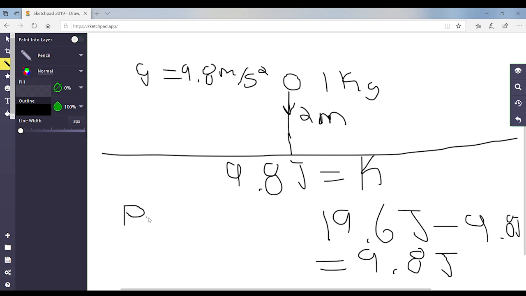Okay. That's because potential plus kinetic equals the total amount of energy. So the kinetic energy was 9.8 joules because when it dropped, that's how much energy was done, right? And the potential energy is 9.8 joules because that's how much energy there is now. And there was 19.6 joules the ball had at the very beginning of the video.